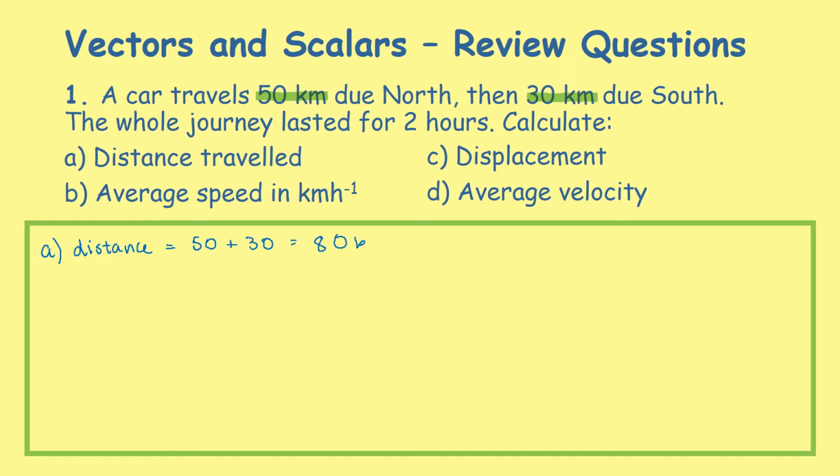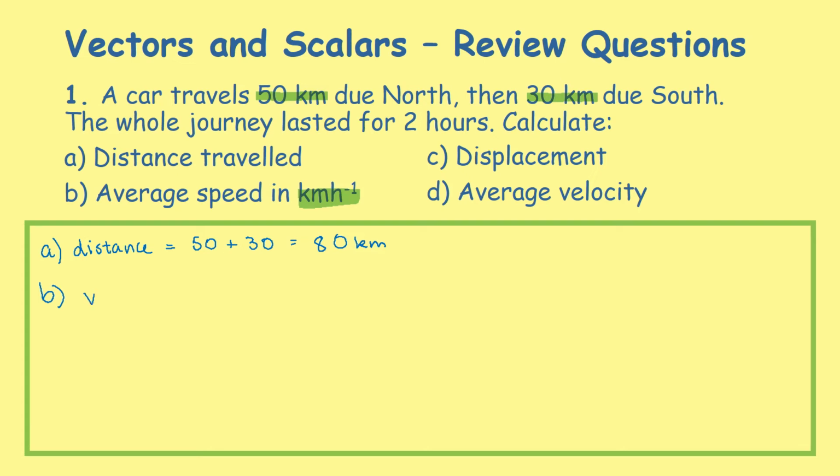This gives us 80 kilometers. Let's look at part B, the average speed in kilometers per hour. Notice it's not meters per second we're doing this in, this is kilometers per hour. So when we're writing out all of our values, we need to make sure our distances are in kilometers and our time is in hours.